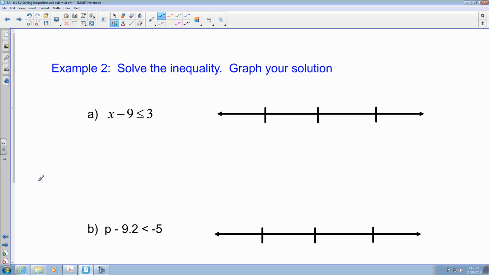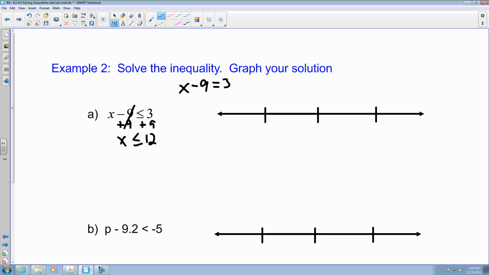So let's solve some inequalities using addition and subtraction, and then graph our solutions. Now, this is no different than looking at it as x minus 9 is equal to 3. You do the exact same thing as if you were solving for x, like if it was x minus 9 equals 3. So we're going to add 9 to both sides, which cancels, which means that x is less than or equal to 12. So now I've solved for my inequality.